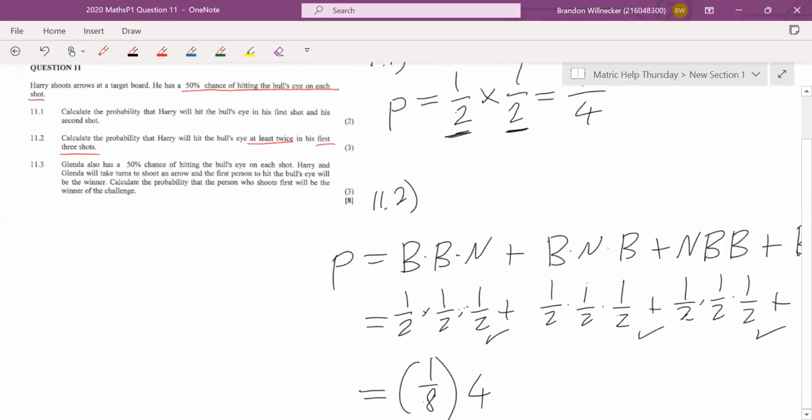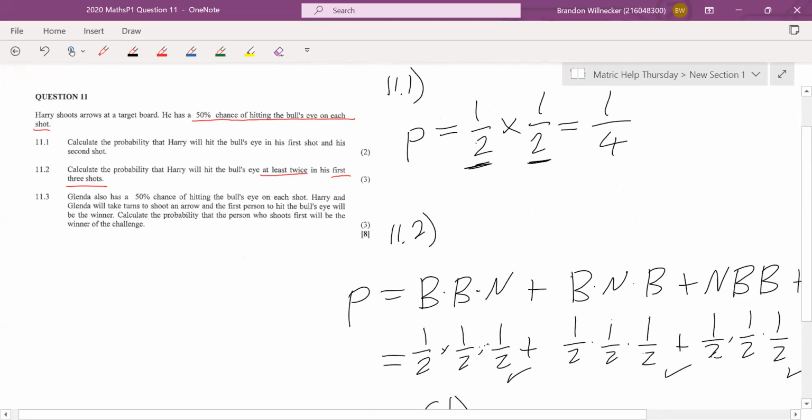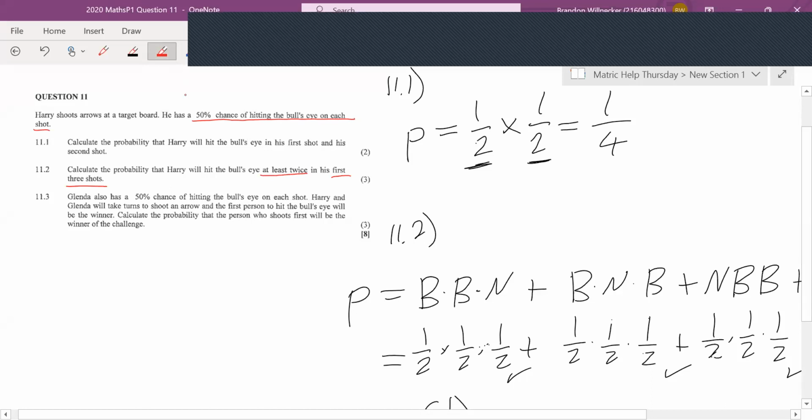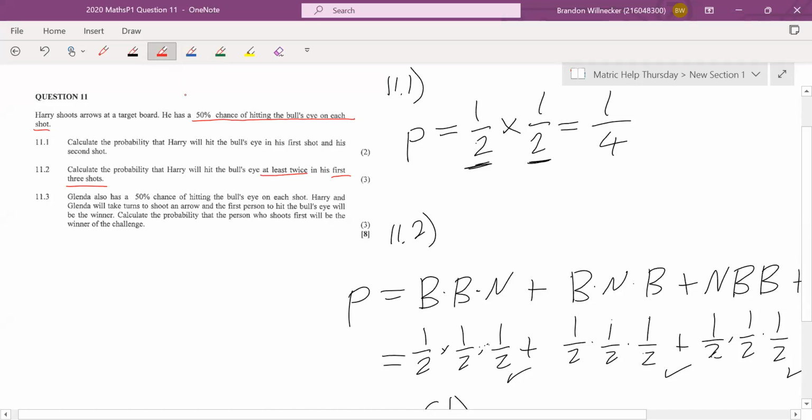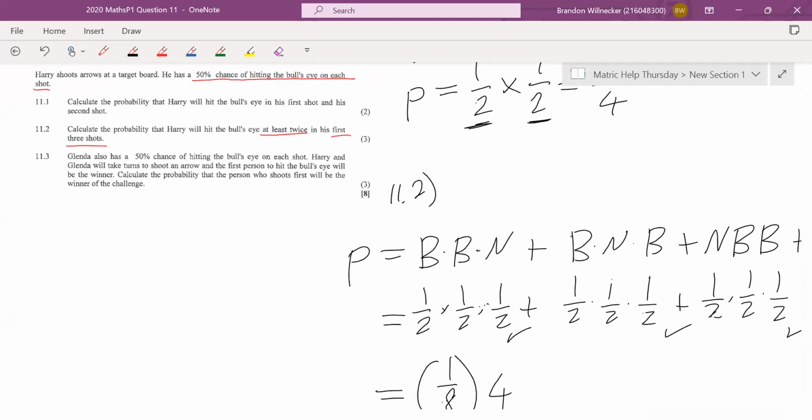Okay, 11.3. Okay, Glenda, so that's a different person now, also has a 50% chance of hitting the bullseye. So let's underline that. That's important to know. So new person, Glenda. New person, Glenda here. Please just give me a second. Okay, so Glenda also has a 50% chance of hitting the bullseye on each shot. That's the same as Harry.